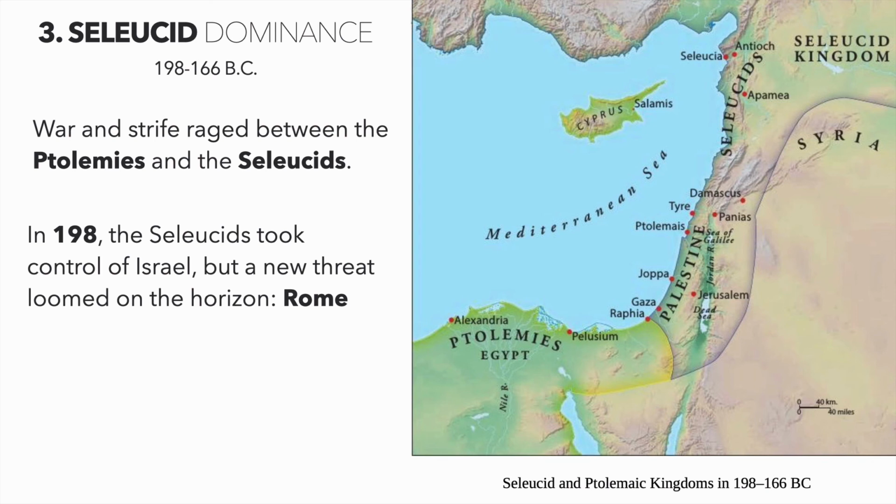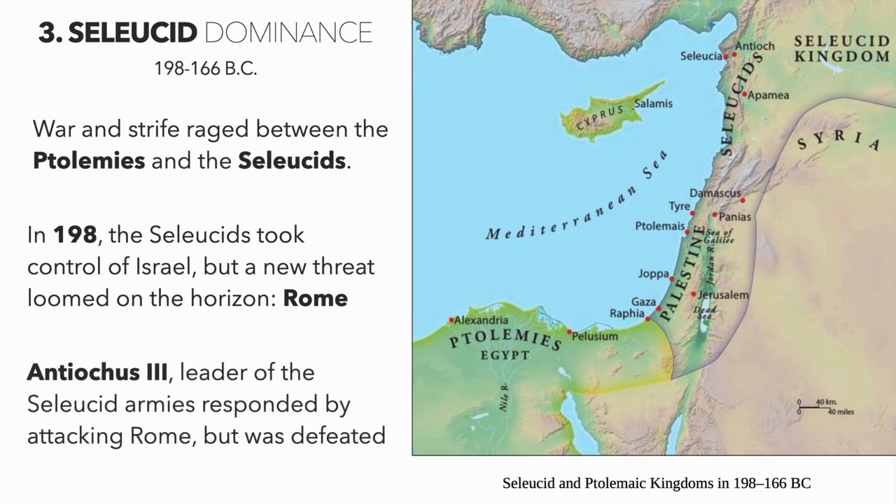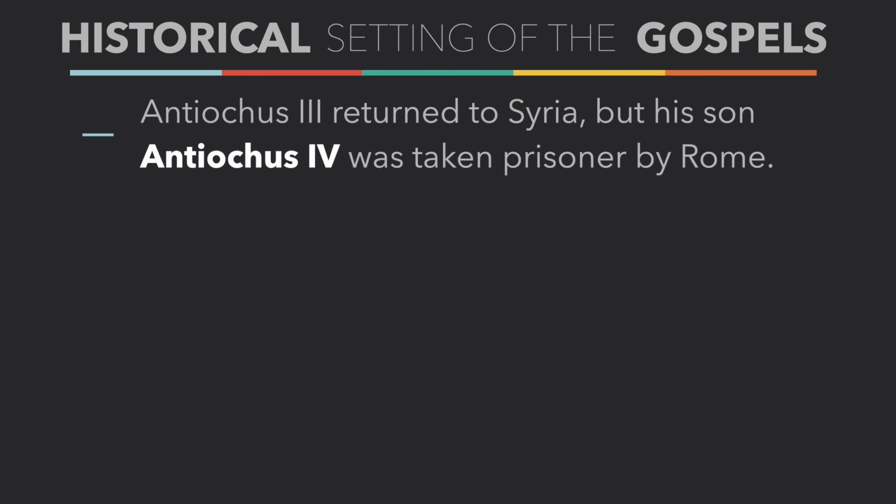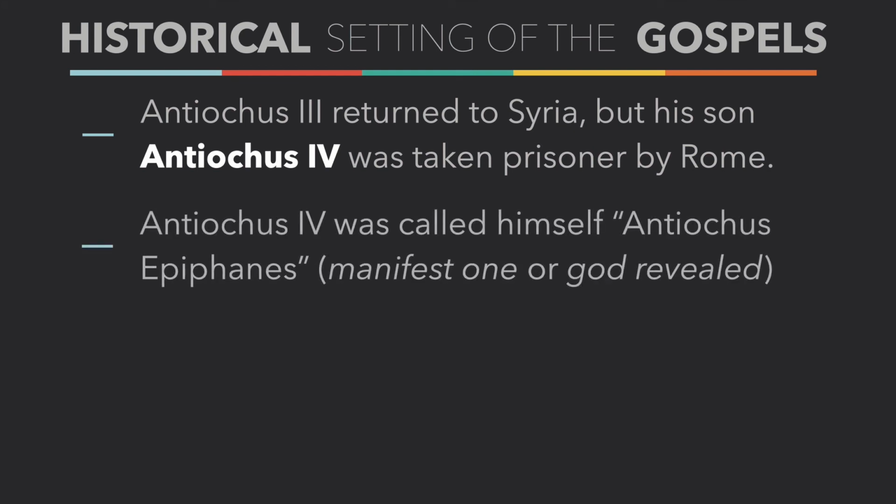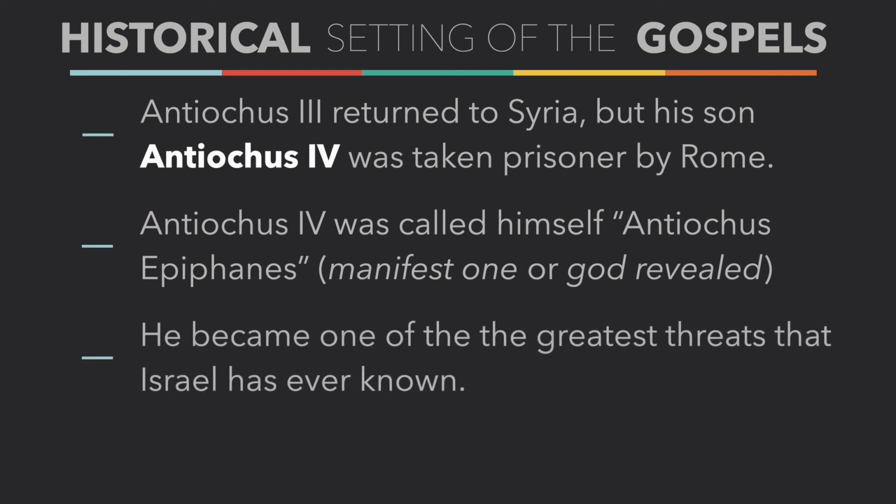But right around that time, there was a new threat that began to loom, and that was the threat of Rome. So the general of the Seleucids, Antiochus III, the leader of the Seleucid armies, responds to this new Roman threat by attacking Rome, but he's defeated. After this, Antiochus III returns to Syria, but his son, Antiochus IV, is taken prisoner in Rome for 14 years. When he is released, Antiochus IV called himself Antiochus Epiphanes. What this means is manifest one, or God revealed. And this guy, Antiochus Epiphanes, becomes one of the greatest threats that Israel has ever known.